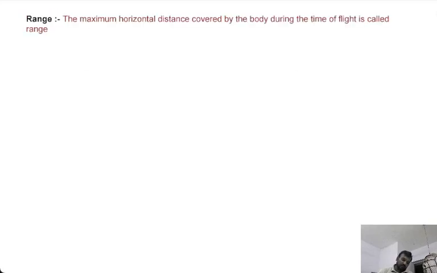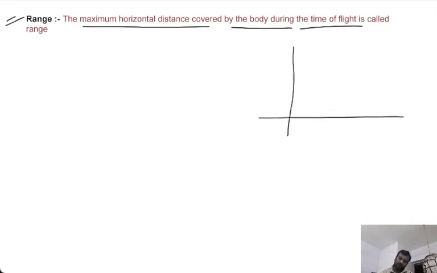Next we can discuss range. Range means the maximum horizontal distance covered by a body during the time of flight. Now you observe here, from this point to this point the object is present in the air. So the total time is the time of flight. The horizontal distance covered by a body during the time of flight is called range. From this point to this point you say is the range, and from this point to this point you say is the maximum height. Then the angle is how much?